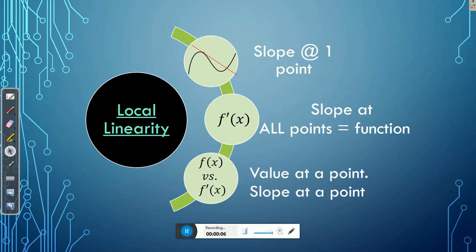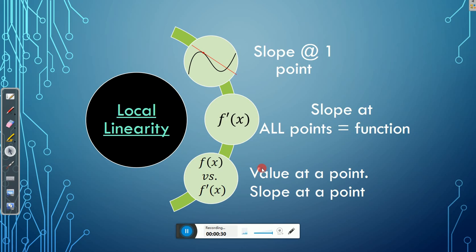Today in class we looked at something called local linearity. So I wanted to go over a few of the main topics and ideas for that. We also looked at the slope at one point, slope at all points, which makes a function, and then making sure you can keep those two functions separate, f and f prime.